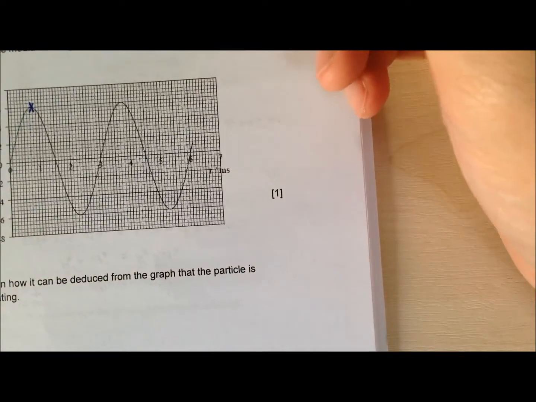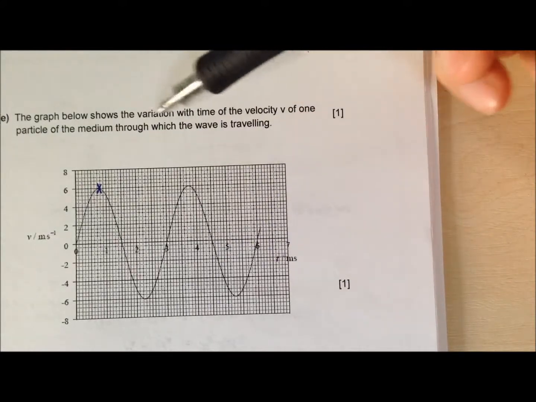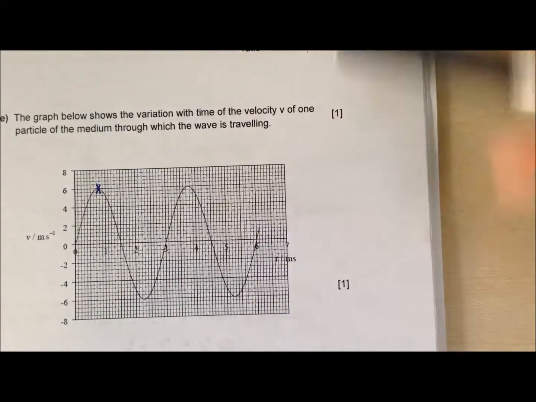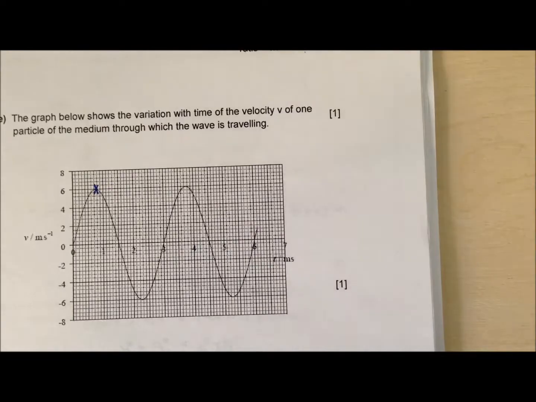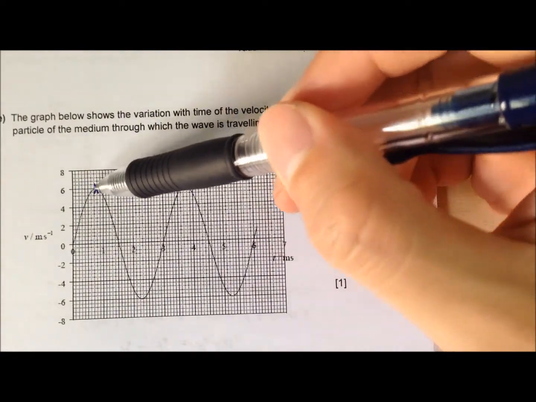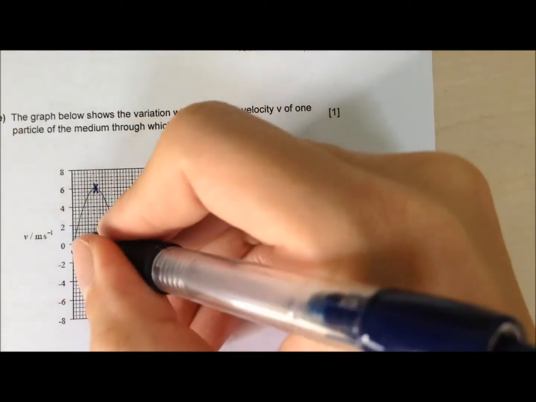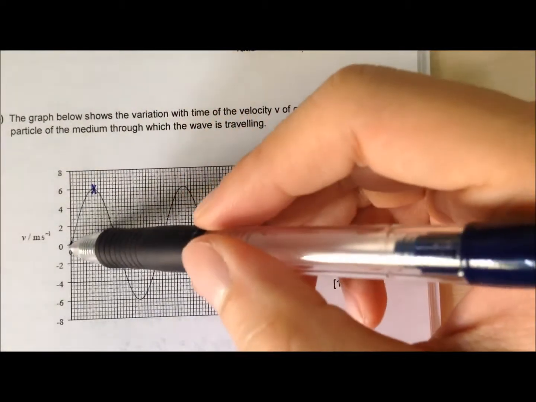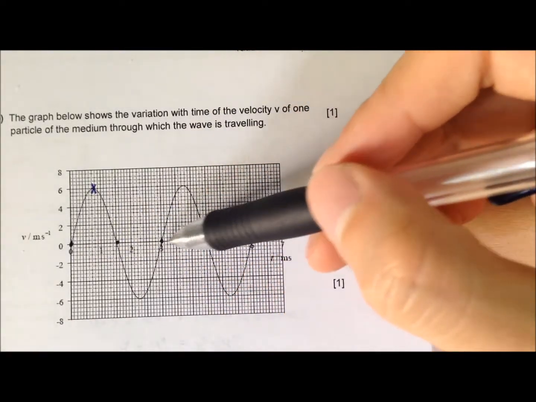Okay, part E. Part E, they give you a velocity and time graph. Okay, so they are asking you, how do you know that this is oscillating? Now, I know that the answer key is saying that there is a turning point because V equals 0 at these points, right? This is V equals 0, this V equals 0, this V equals 0, this V equals 0. So meaning that the particle turns at about every 1.5 milliseconds.